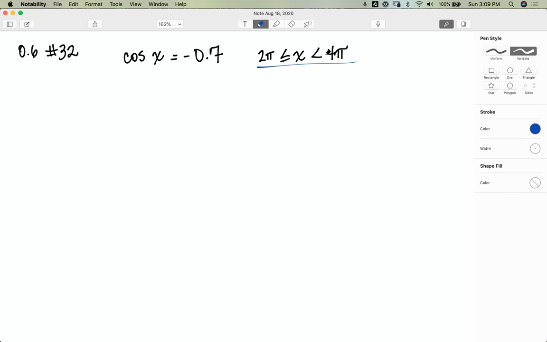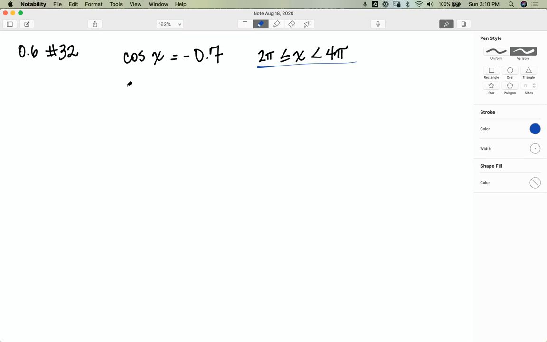So this is not between 0 and 2 pi as we're kind of used to having as an interval to solve in. This is the second time around the unit circle. So we have to be careful about our answers here. So first of all, let's do the analytical stuff. This is cosine of x is equal to negative 0.7.